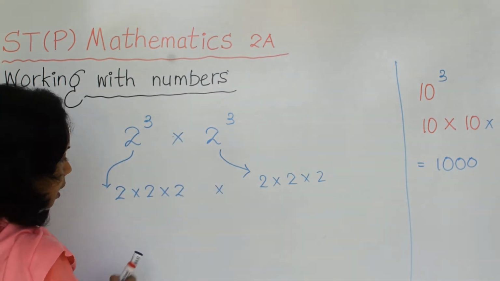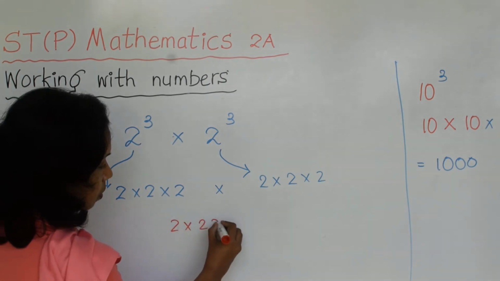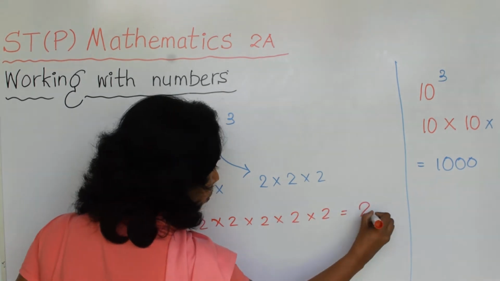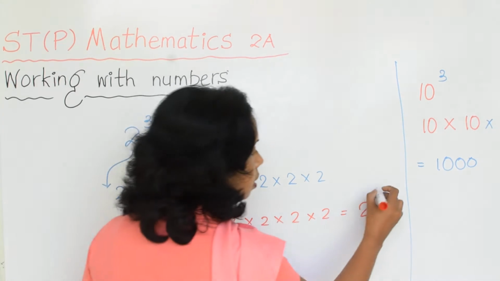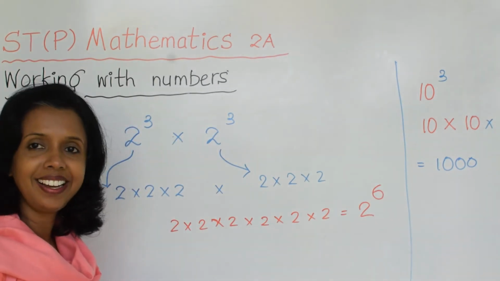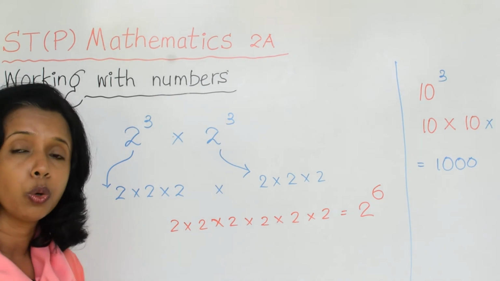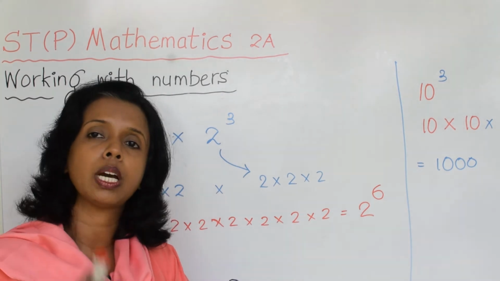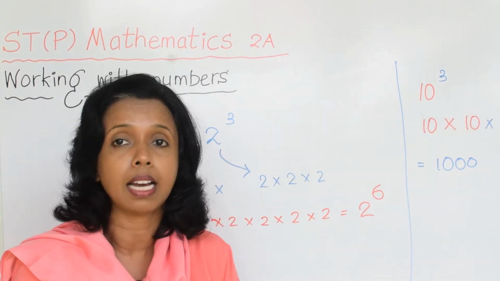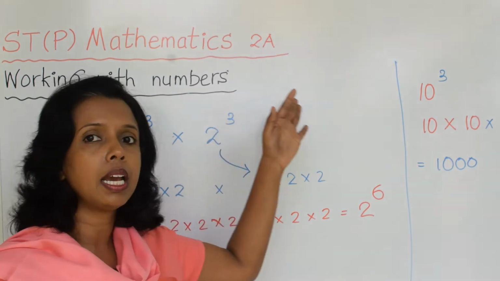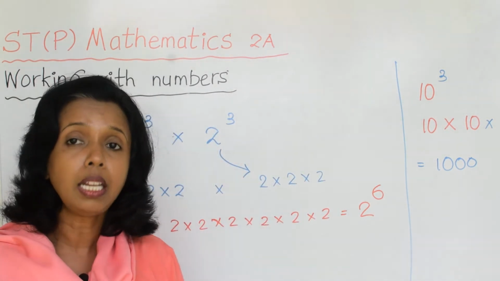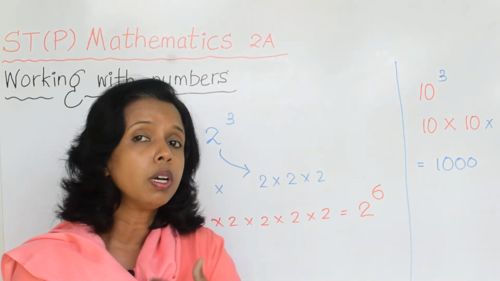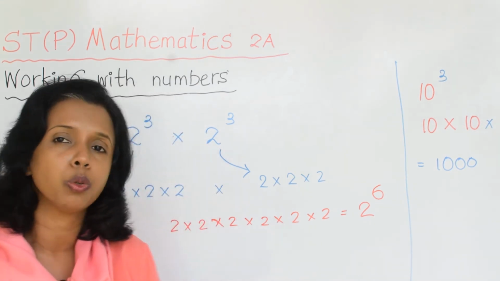Now how can I write the final answer? 2 times 2 times 2 times 2 times 2 times 2. What does that mean? 2 to the power 1, 2, 3, 4, 5, 6. 2 to the power 6. Right? Now I am going to show you in the examination. Let's say if it is 2 to the power 8, you have to write 2 times 2 times 2 times 2, likewise 8 times, right? If it is 10 or 11, you have to do it many times, but in the examination we cannot do that because we cannot waste our time. So we have to have an easy method to do this.